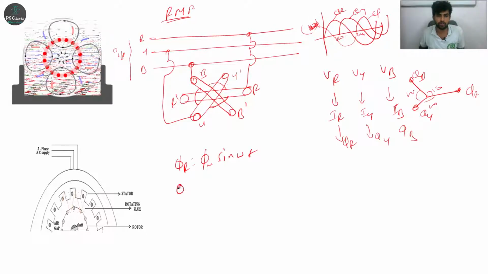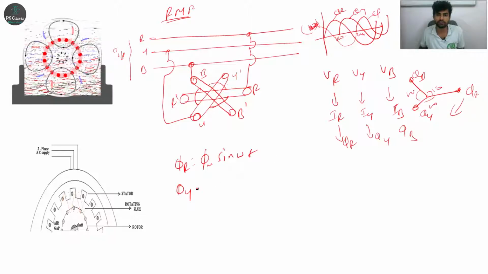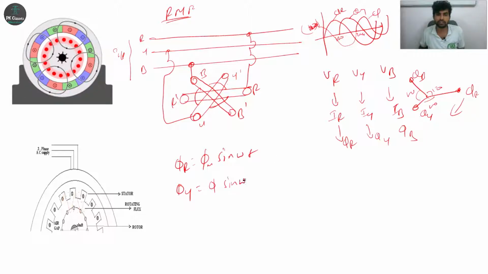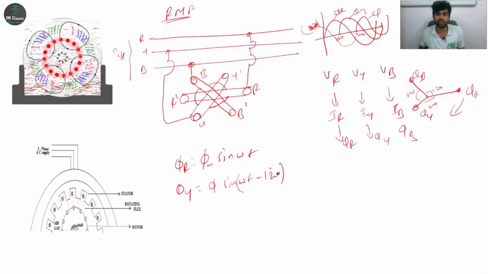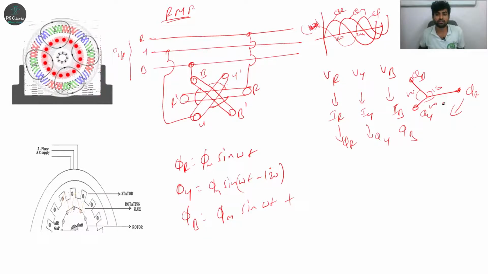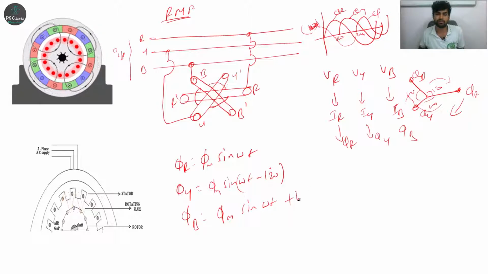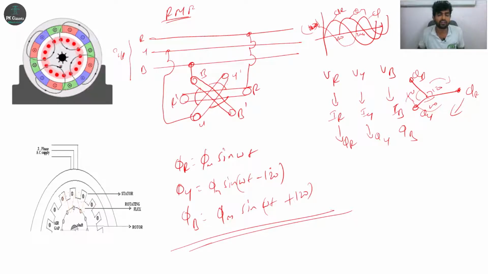So what about phi Y? For phi Y, just consider 120 in the clockwise direction. Phi Y is phi m sin omega t minus 120, right? What about phi B? Phi B is equal to phi m sin omega t plus 120 or minus 240. So from here to here is minus 240, from here to here is plus 120. So plus 120 I'll take. These all are the rotating magnetic field in the stator.